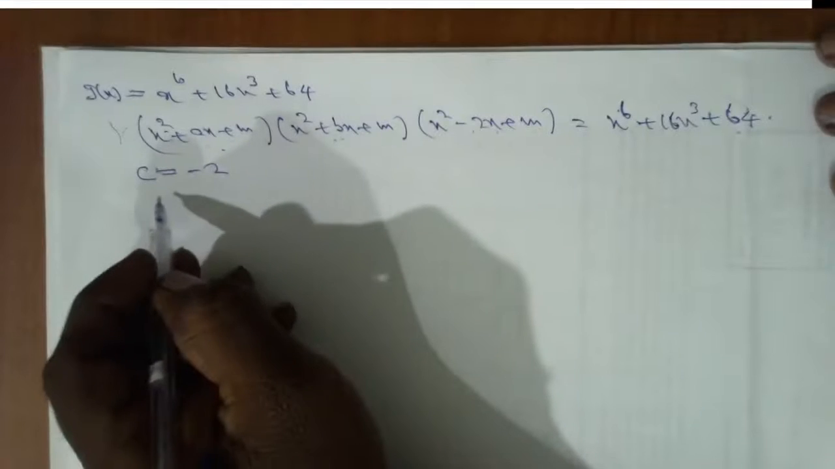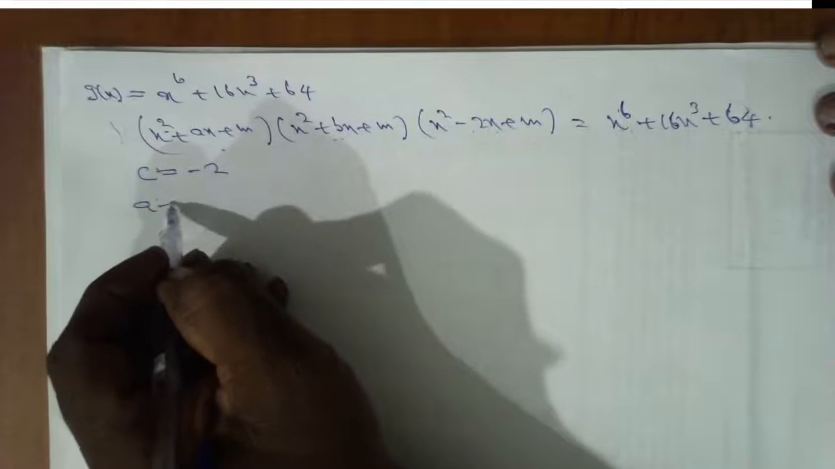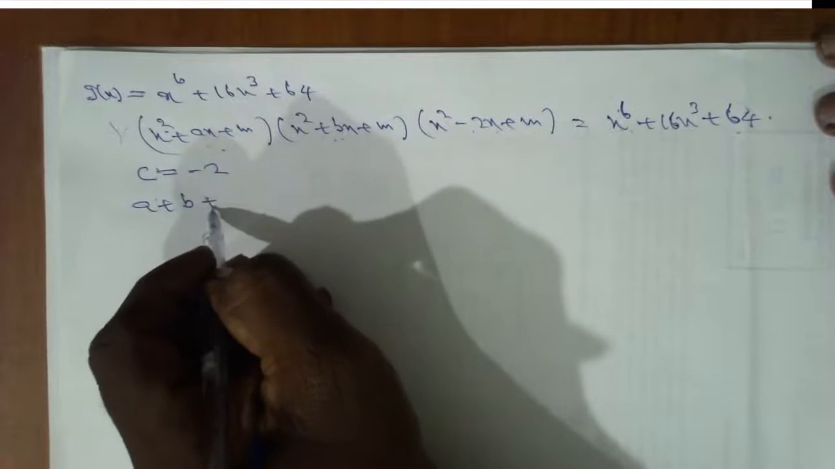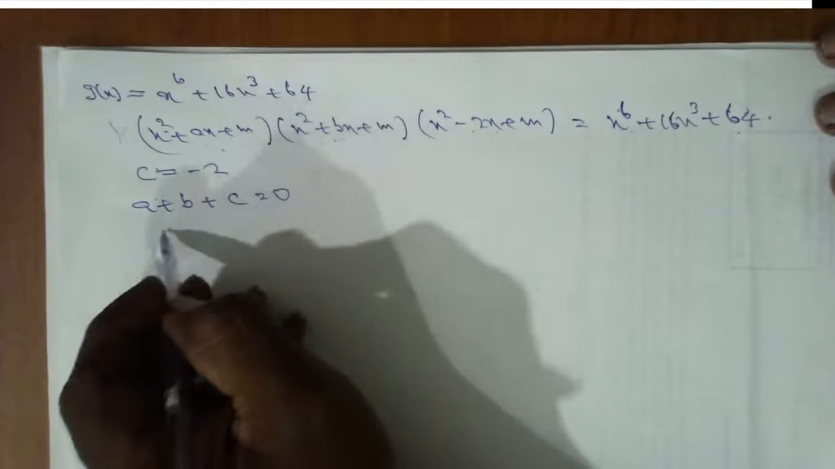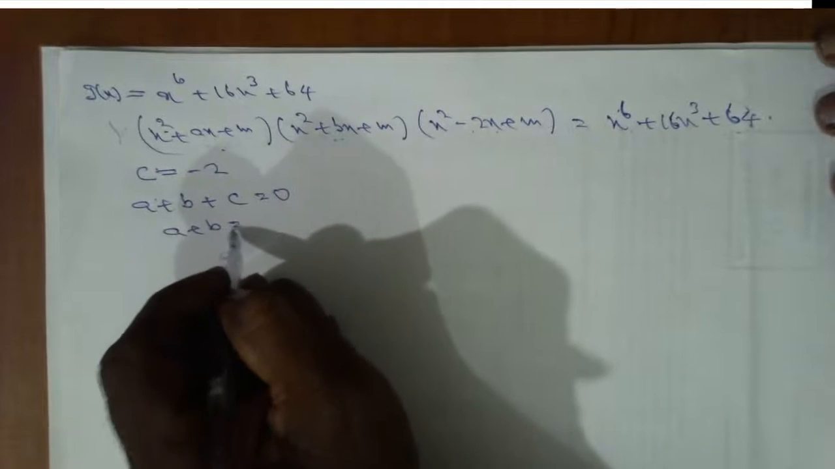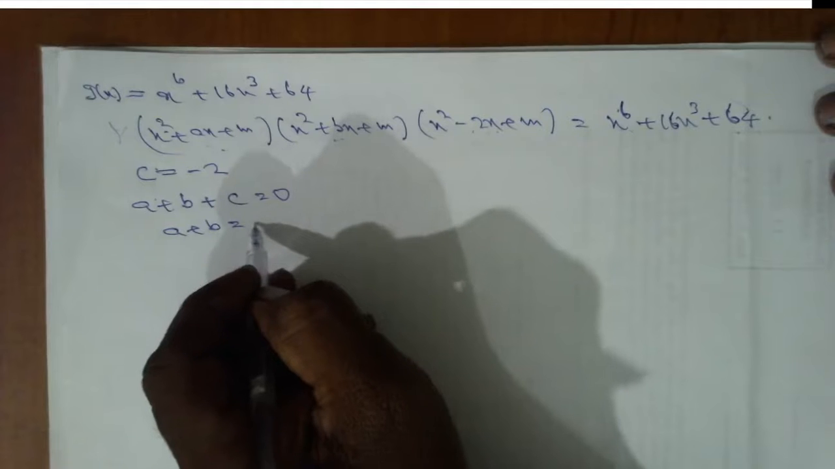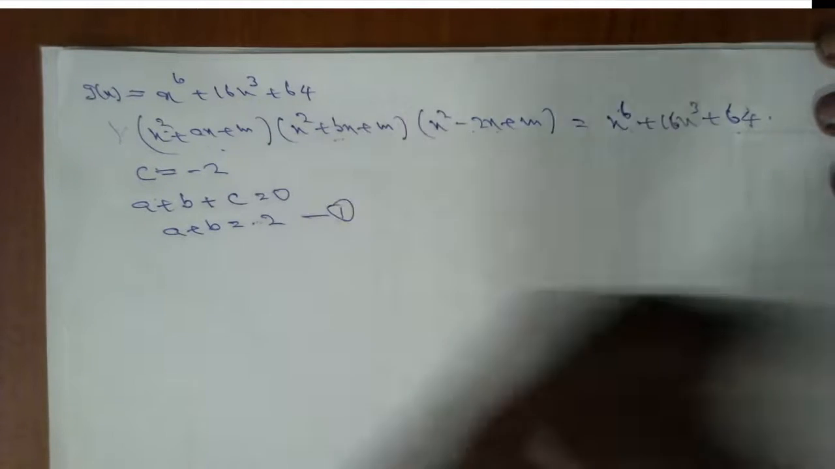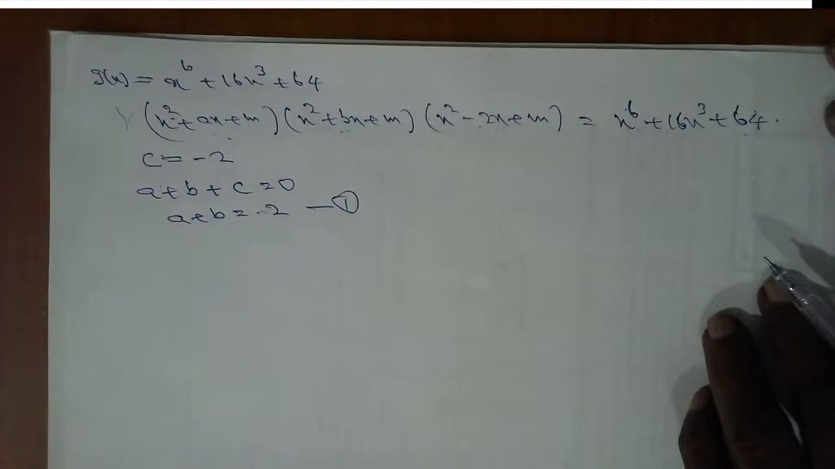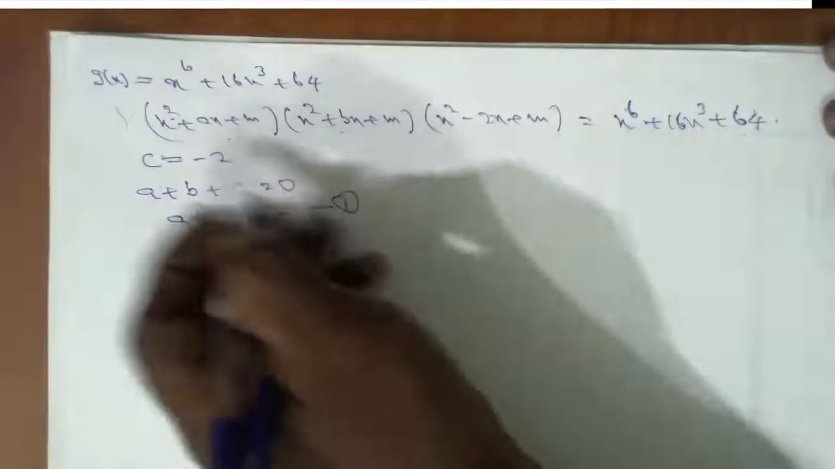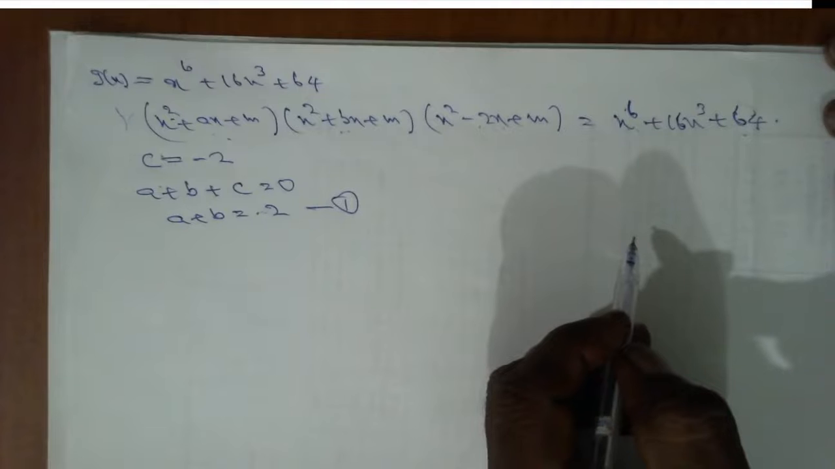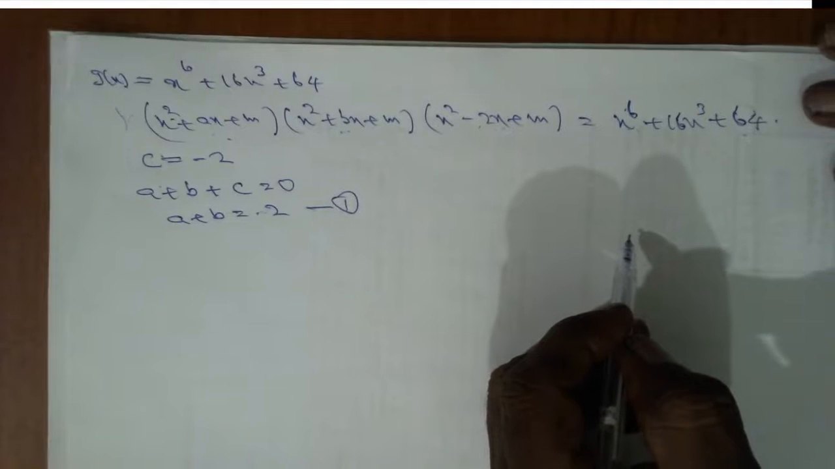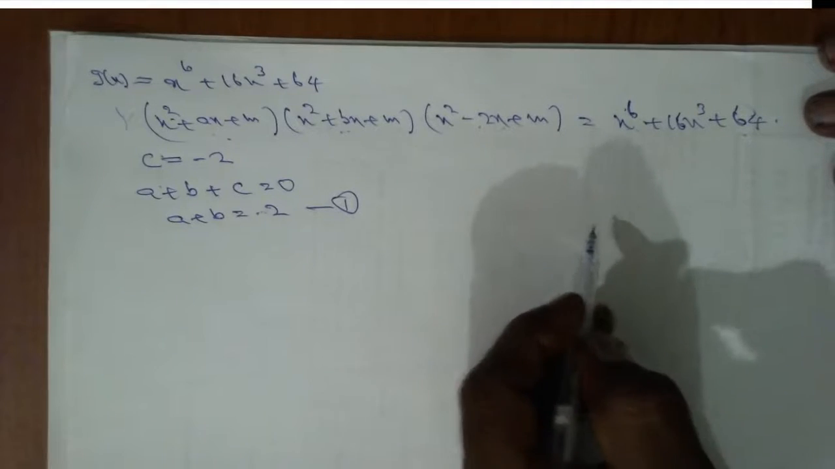Then we have a plus b plus c equals 0. Then a plus b equals minus c, which is 2. This is equation 1, right? Because this equation is derived using a plus b plus c equals 0.